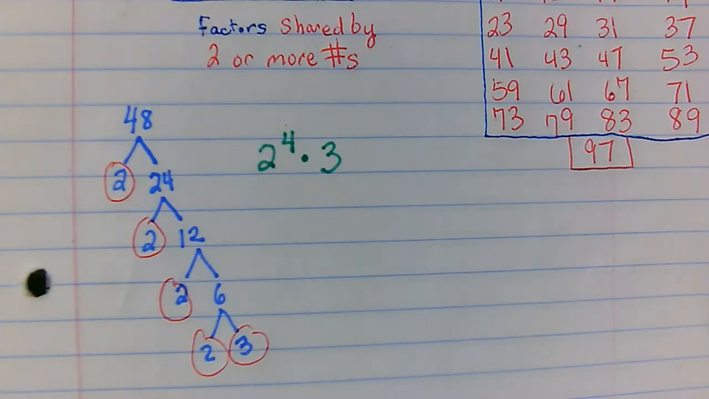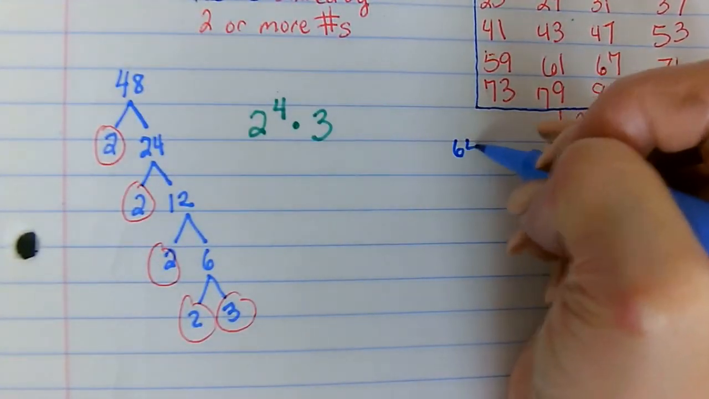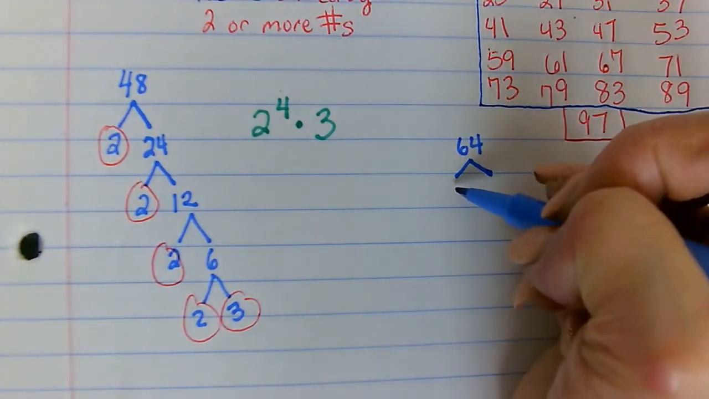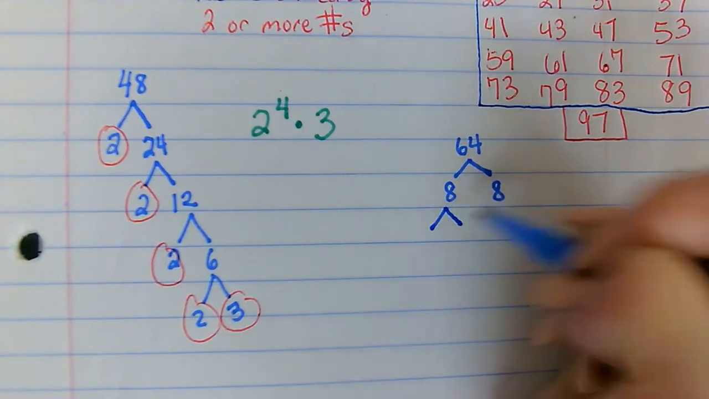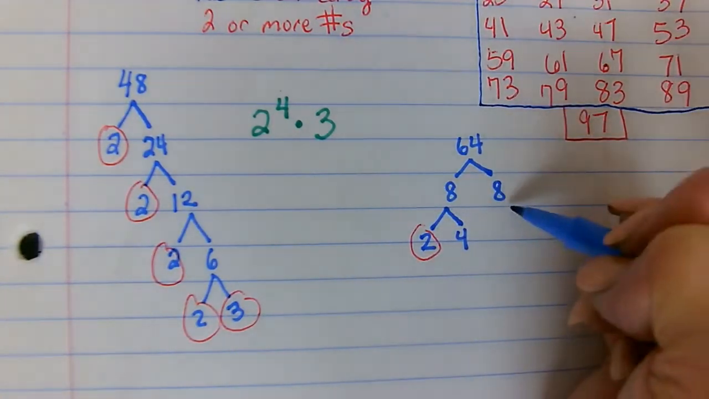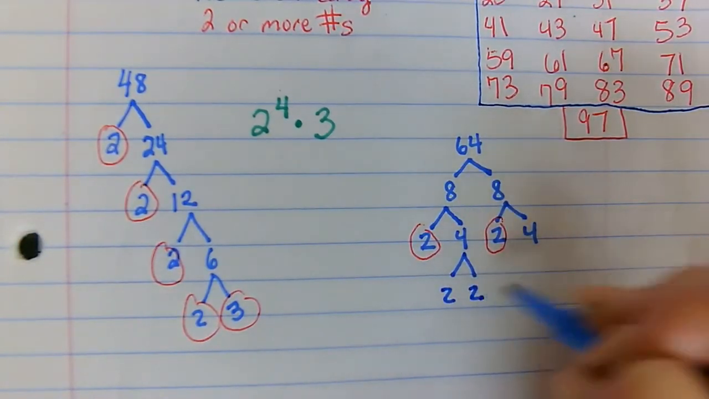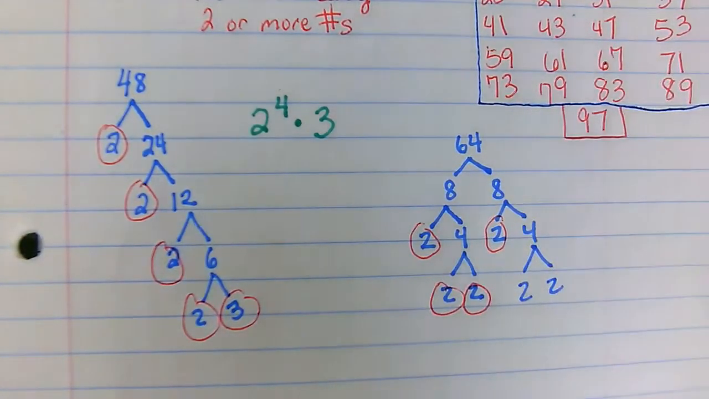Now let's do another one, okay? We'll put it over here, let's do 64. And let's just show that you don't have to start with 2's, okay? I know that 64 is a perfect square, and so I know that 8 times 8 is 64. Now neither of those are prime, so I can factor it again. And I know, for instance, that 2 times 4 gives me 8. 2 is prime, I circle it. And once again over here, 2 times 4 is 8, and 2 is prime, so I circle it. And I can factor these out as well. 4 factors into 2 times 2, which both are prime. And 4 factors into 2 times 2, and both of those are prime.